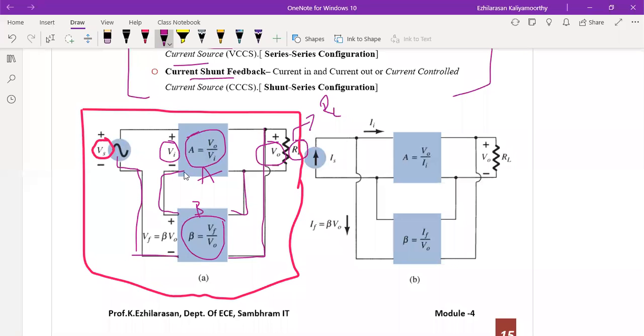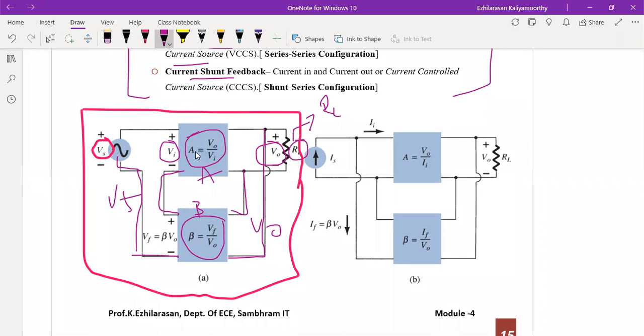As you know, A is V naught by Vi, the ratio of output voltage to input voltage. Beta is also a gain, but A is the amplifier gain and beta is the feedback gain. The feedback gain beta is equal to output by input. What is the output here? The output is Vf, and the input is V naught. So I can say beta is equal to Vf by V naught. So here A is equal to V naught by Vi.